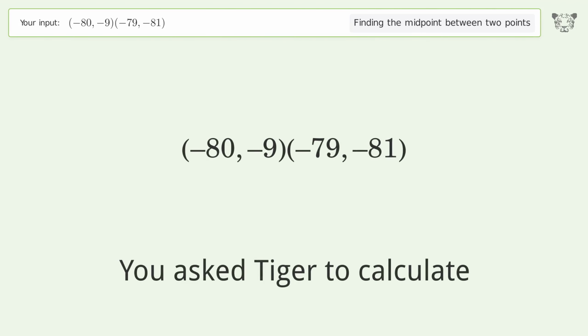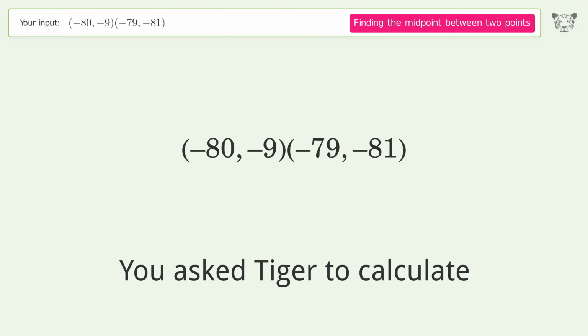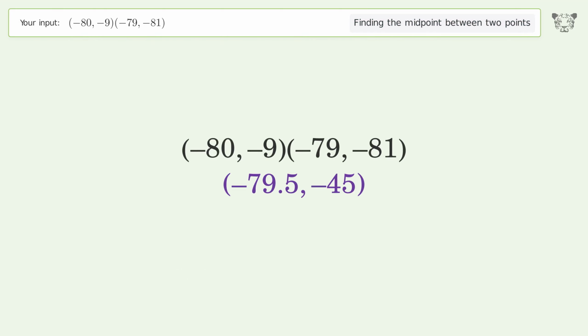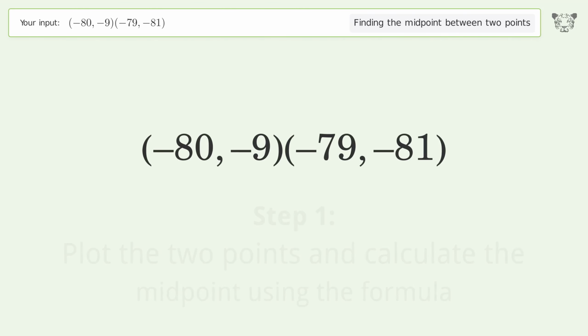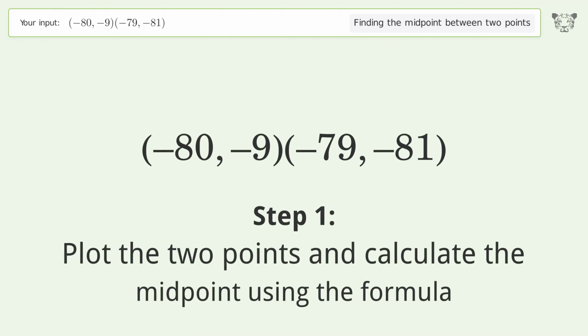You ask Tiger to calculate. This deals with finding the midpoint between 2 points. The midpoint between the 2 points is negative 79.5, negative 45. Let's solve it step by step. Plot the 2 points and calculate the midpoint using the formula.